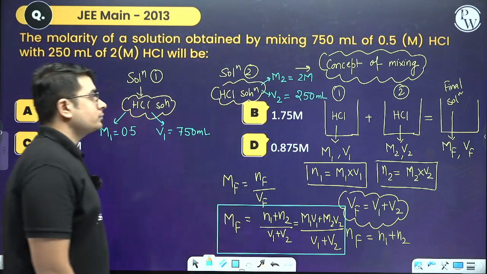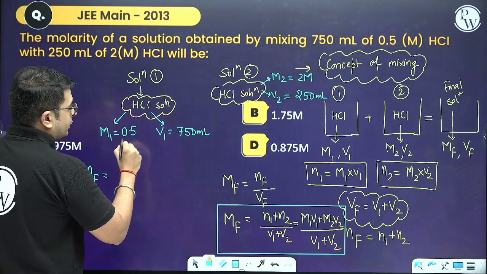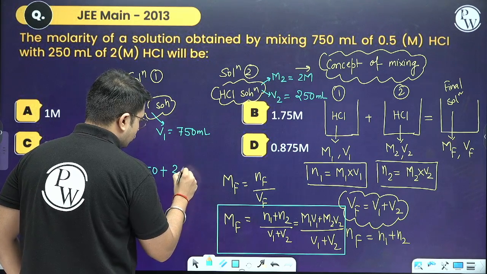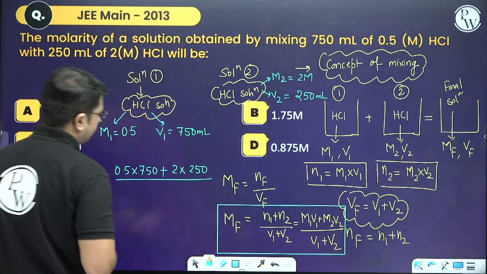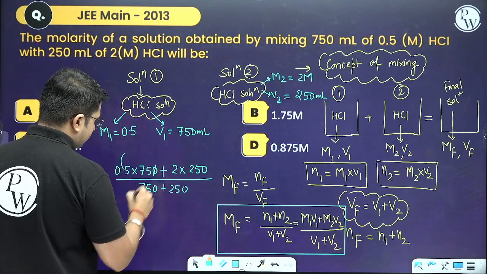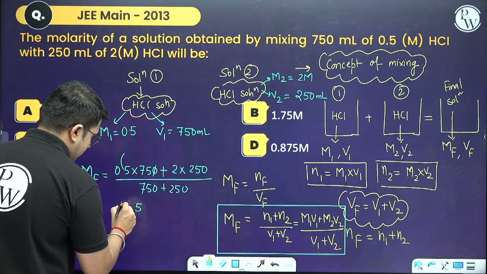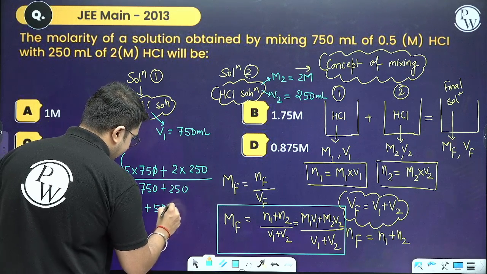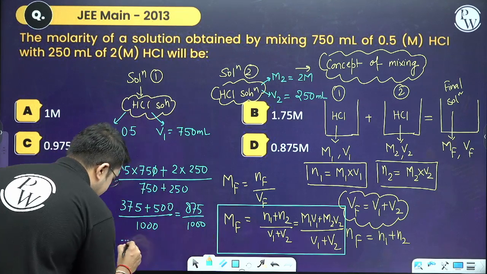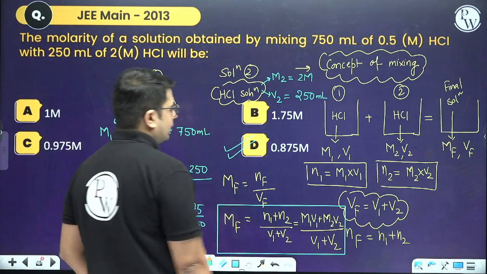Okay, now put in the values. M final will be equal to M1 V1, 0.5 multiplied by 750, plus M2 V2, which is 2 multiplied by 250, divided by the entire part V1 plus V2, so 750 plus 250. This is going to cancel out with this particular part, and then we have 375 plus 500 divided by 1000, that will be 875 divided by 1000, or I can say 0.875 molar. Is there any answer? Yes, we have option D, which is 0.875.